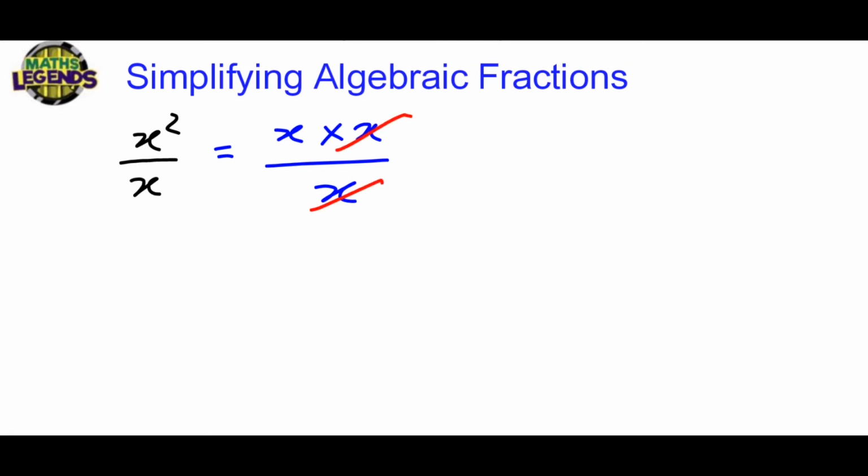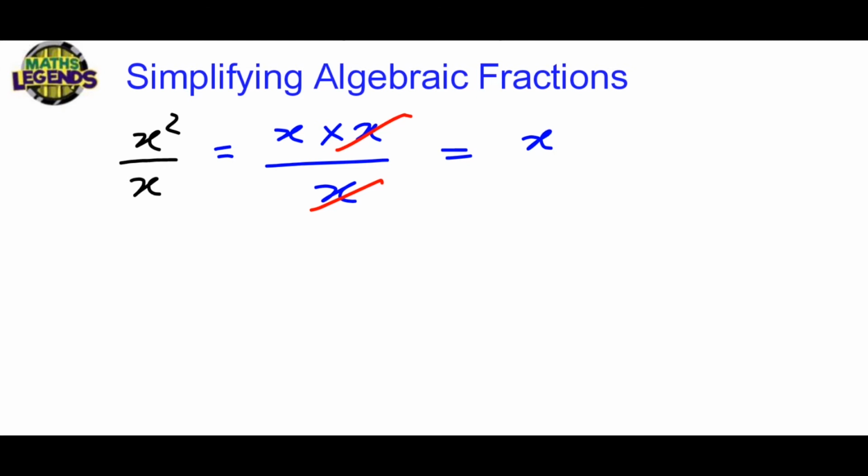Simplifying algebraic fractions. Let's say we have the fraction x squared over x. Now, this can be written as x times x, as x squared is x times x, over x. And then we can cancel this x with this x, leaving us with just x. So this is x squared over x simplified.